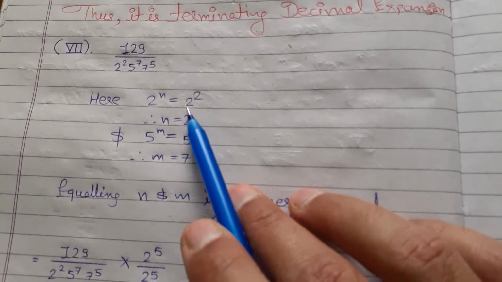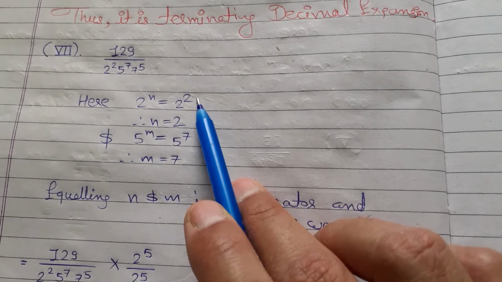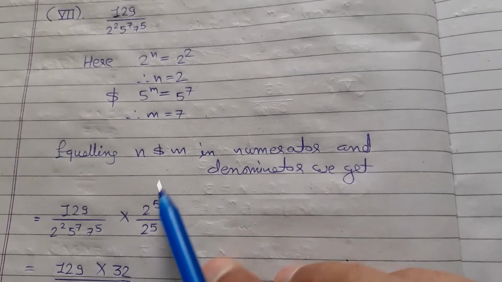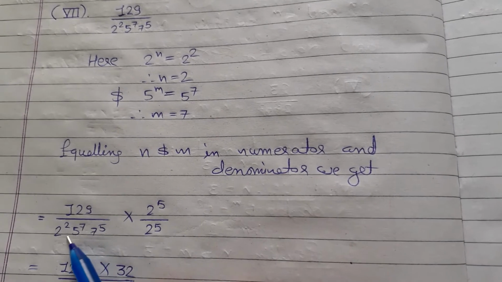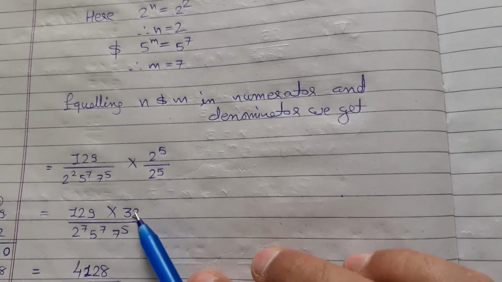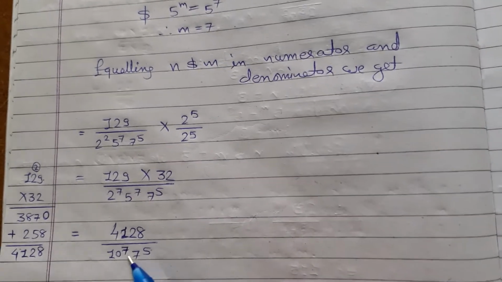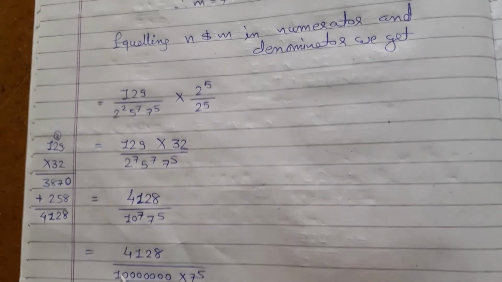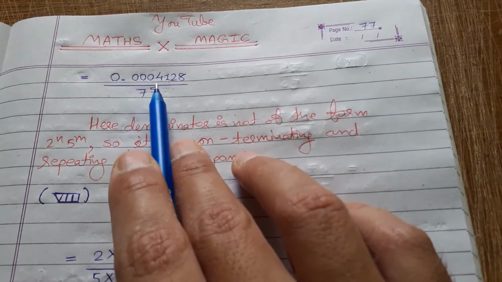Question number 7. 129 upon 2 raised to 2, 5 raised to 7, 7 raised to 5. Here 2 raised to n is 2 raised to 2, so n is 2, and 5 raised to m is 5 raised to 7. Equaling n and m, we multiply by 2 raised to 5 upon 2 raised to 5 in the numerator and denominator to make the 2 raised to n equal. So 2 raised to 7 and 5 raised to 7, and we have to multiply 32 in the numerator. So we are getting 4128 in the numerator. In the denominator we are getting 10 raised to 7 into 7 raised to 5. 4128 upon 1 with 7 zeros. Putting it in the decimal expansion we are getting 0.0004128.